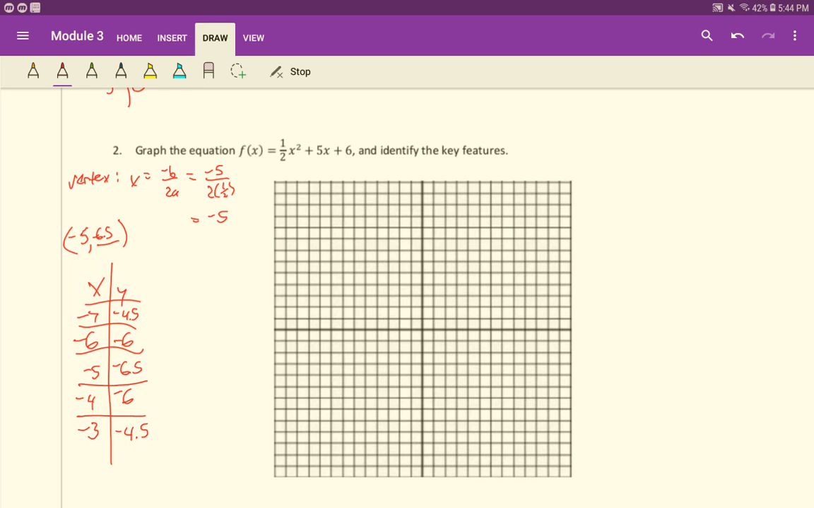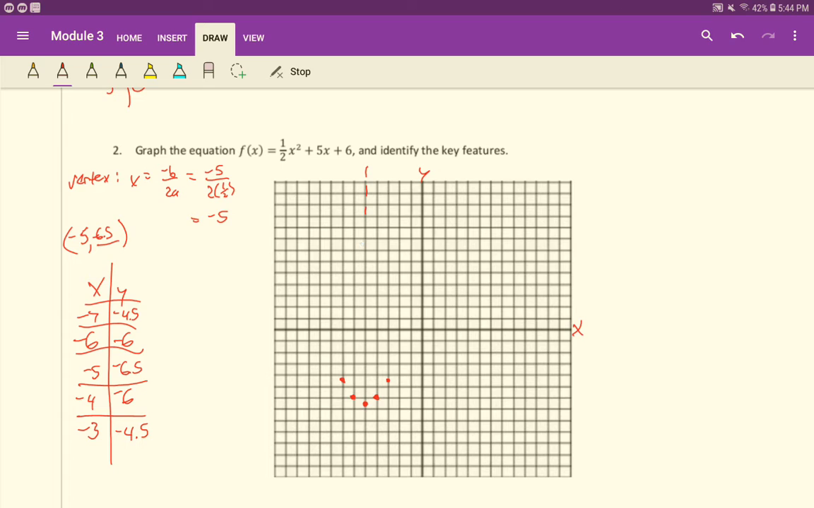So we'll plot these points. Okay, again, I'm going to use this as my y-axis, this is my x-axis. I think that should be sufficient for what our purposes are here. And again, I'm just going to count by ones as well. So negative 5, 1, 2, 3, 4, 5, and then negative 6.5. So 1, 2, 3, 4, 5, 6.5 would be right there. Okay, and then negative 6 would be right there, and negative 4, negative 6 would be right there. And then negative 3, negative 1, 2, 3, 4.5 would be right there, and then right there.